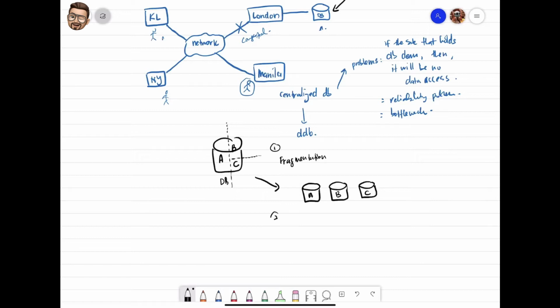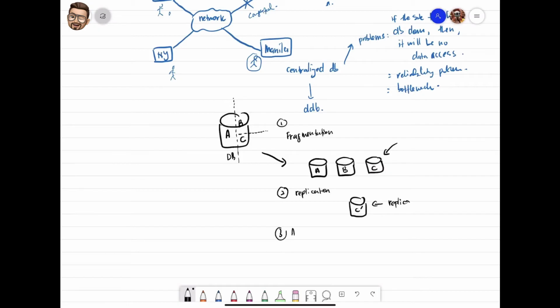The second concept is replication. For example, since other users also want to use C the most, we can replicate C. This is what we call data replication, and these are replicas. The third concept is allocation, which means where we want to put the data. Data allocation is based on the greatest demand.